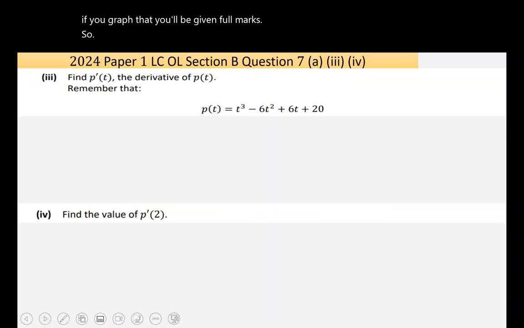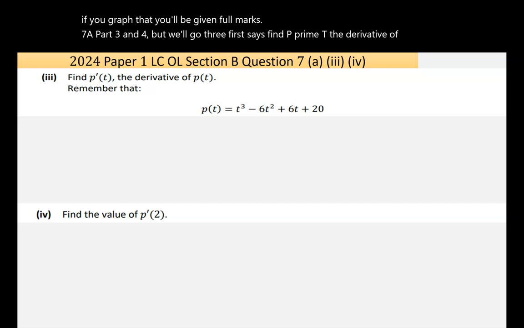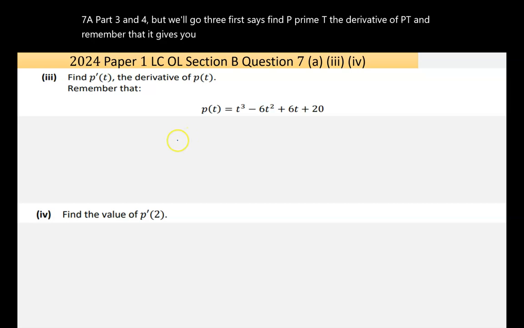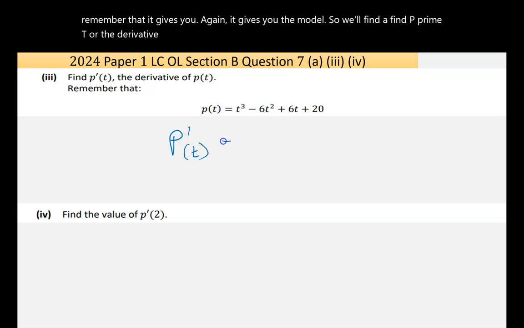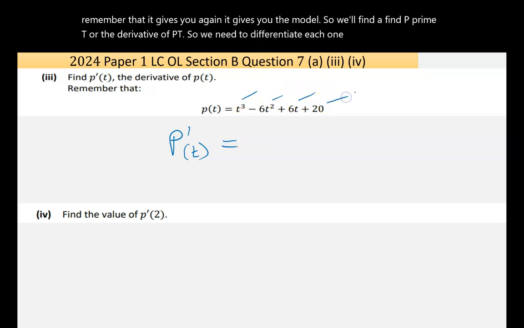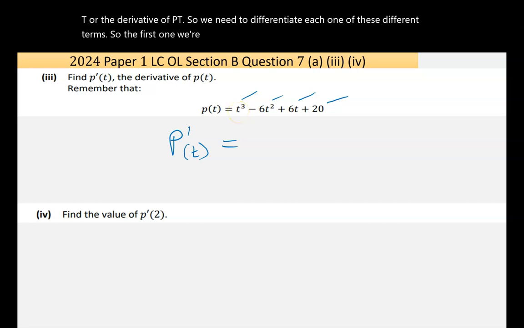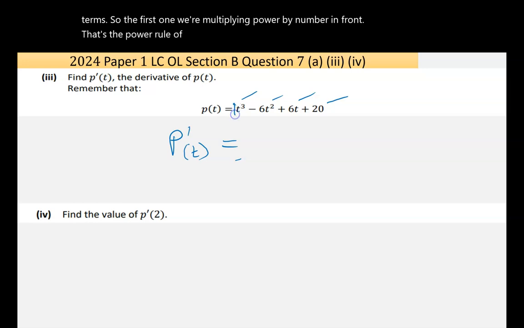So 7A, part 3 and 4, but we'll go with 3 first, says find P prime t, the derivative of P of t, and remember that it gives you the model. So we need to differentiate each one of these different terms. The first one, we're multiplying the power by the number in front. That's the power rule of differentiation. The number in front there is 1.